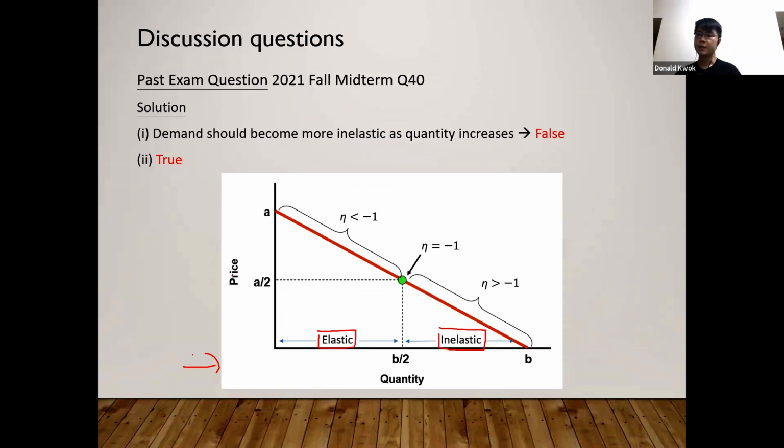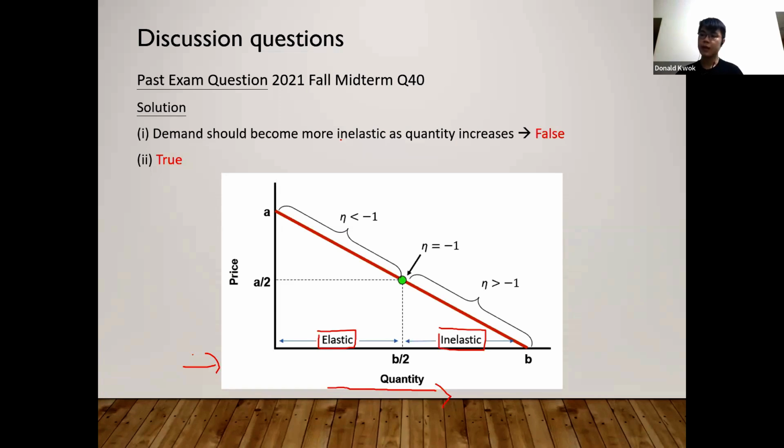So statement 1, demand becomes more elastic as quantity increases. So this would be false, because as quantity increases, it will move from the elastic portion to the inelastic portion, right? It should become less elastic or more inelastic as quantity increases. Well, statement 2, any point on the demand curve above the midpoint is elastic. So this is automatically true after we review the feature of this demand curve.